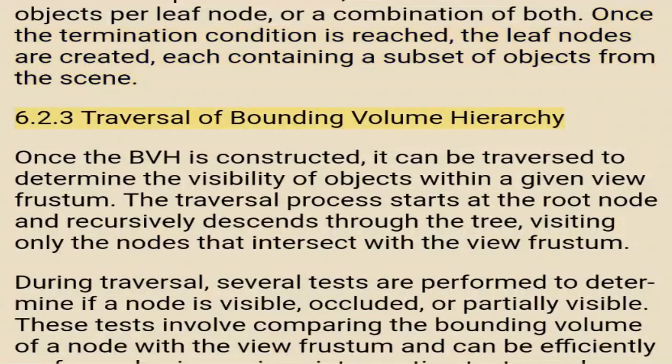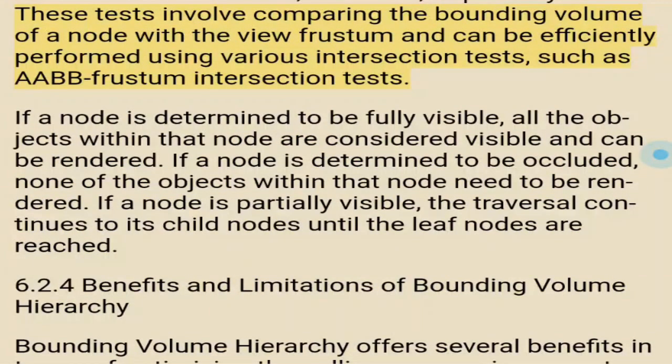6.2.3 Traversal of bounding volume hierarchy. Once the BVH is constructed, it can be traversed to determine the visibility of objects within a given view frustum. The traversal process starts at the root node and recursively descends through the tree, visiting only the nodes that intersect with the view frustum. During traversal, several tests are performed to determine if a node is visible, occluded, or partially visible. These tests involve comparing the bounding volume of a node with the view frustum and can be efficiently performed using various intersection tests, such as AABB frustum intersection tests.